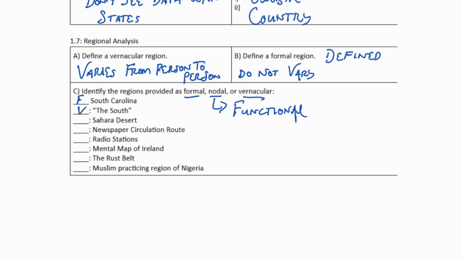Then we have the Sahara Desert. It's a desert. It's defined by a geographic feature, and that doesn't vary from person to person. The geography is still there, so it's a formal region.